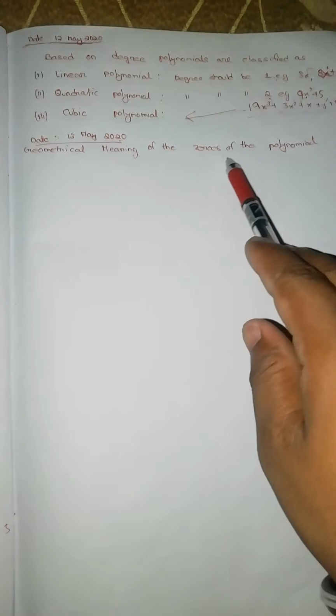Today I will be explaining the geometrical meaning of the zeros of a polynomial. Here the main word used is zeros. Zeros means here the value of x. Now, what does the value of x mean? Suppose we take one equation here.